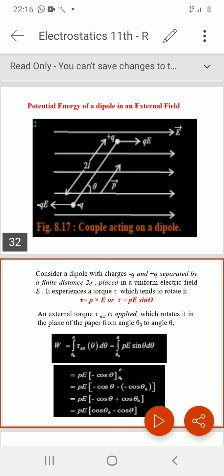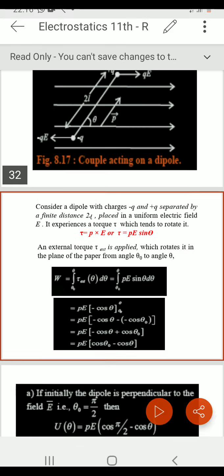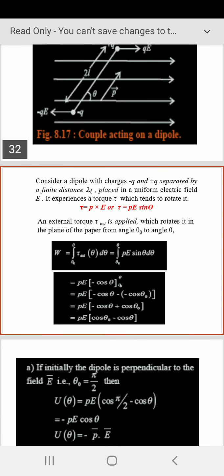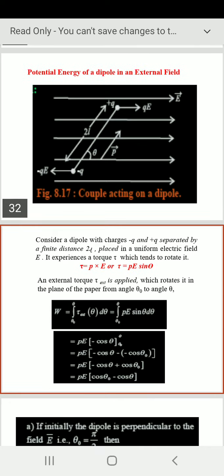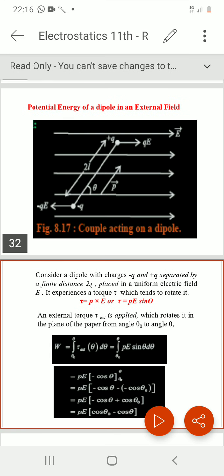Now what is then the torque acting on the dipole? As there are two equal and opposite forces acting on the dipole, so torque is there. So what is the torque? Torque is P bar cross E bar. Product of, what about P bar? P bar is electric dipole moment. And what about E bar? E bar is electric field. So torque is P cross E.